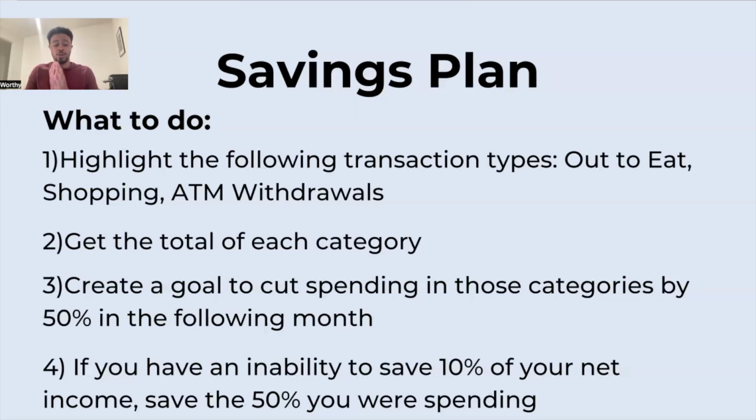So again, if you have an inability to save 10% of your net income because of all of the expenses that you have, because you have to pay a lot of debt, because your car insurance is so high, et cetera, and you can't save 10% of your net income, what you will see here is that by cutting your out to eat, your shopping, and ATM withdrawals in half, you can start by saving that money right there. Or that money you may need to be allocating to paying down debts, which is also another conversation.